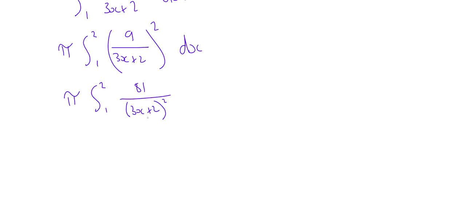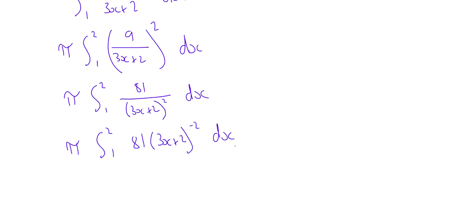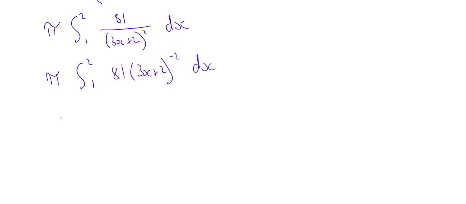Now I'm going to rewrite it. We're doing it with respect to x. So now I'm going to rewrite this whole thing. I'm going to integrate it between 2 and 1: 81 times 3x plus 2 to the power of negative 2 with respect to x. Now I can do some integrating. Now I've got it in a form that I can do something with. So I'm still going to leave my pi out the front. I've got this pi that I haven't dealt with yet.